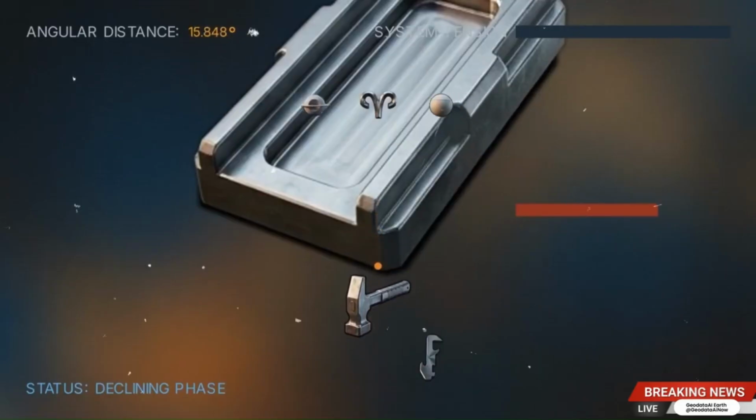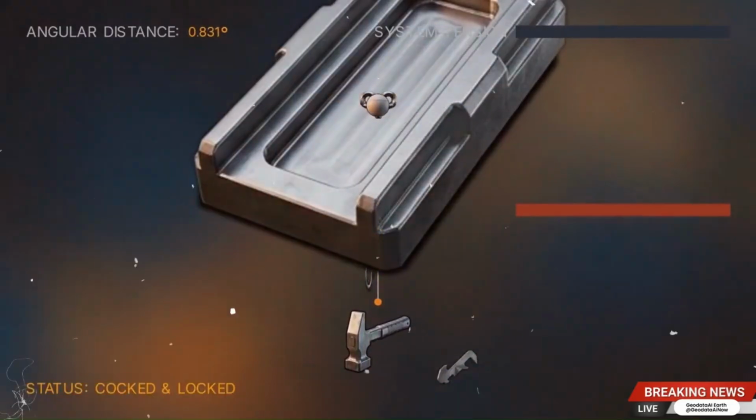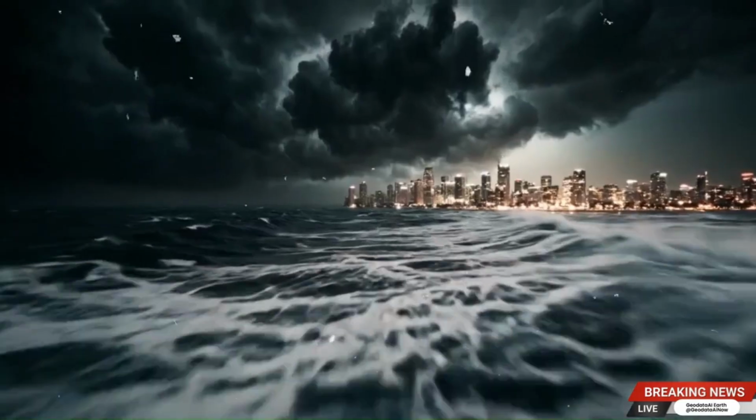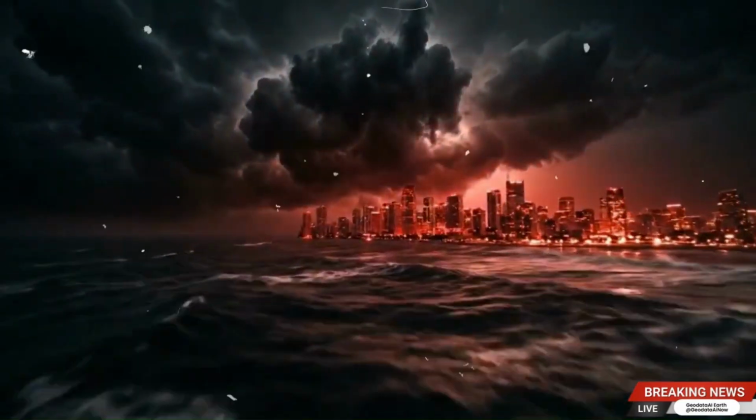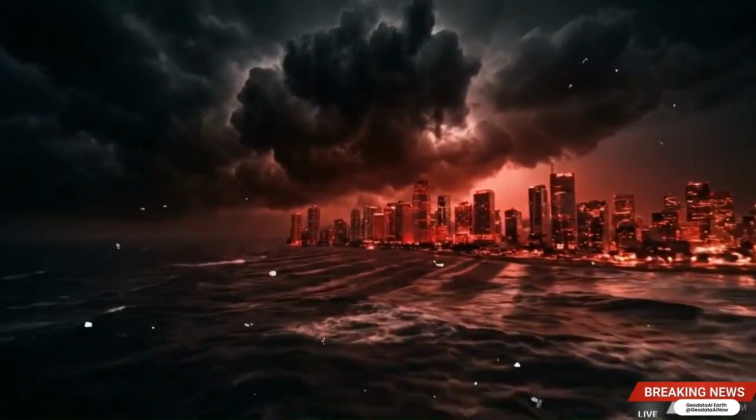The exact planetary alignment in February merely cocks the gun. March and April 2026 is when the trigger is pulled, and global infrastructure has only months left to prepare for the recoil.